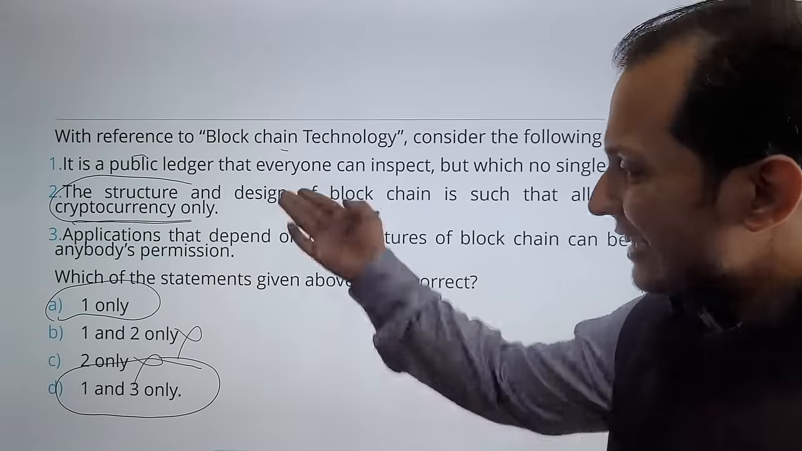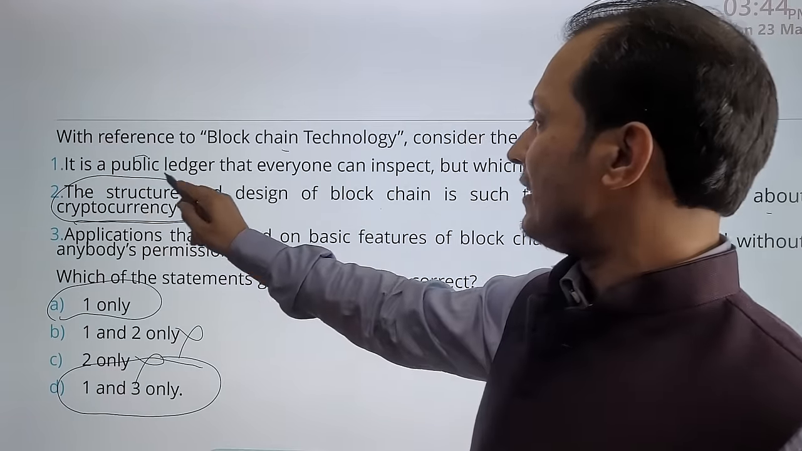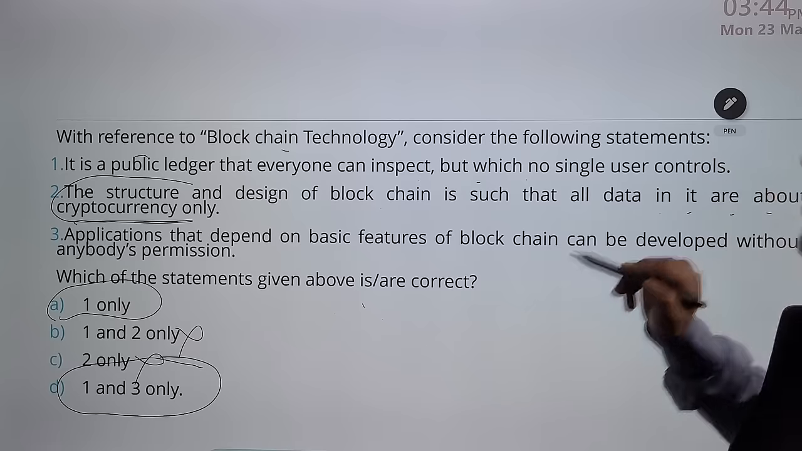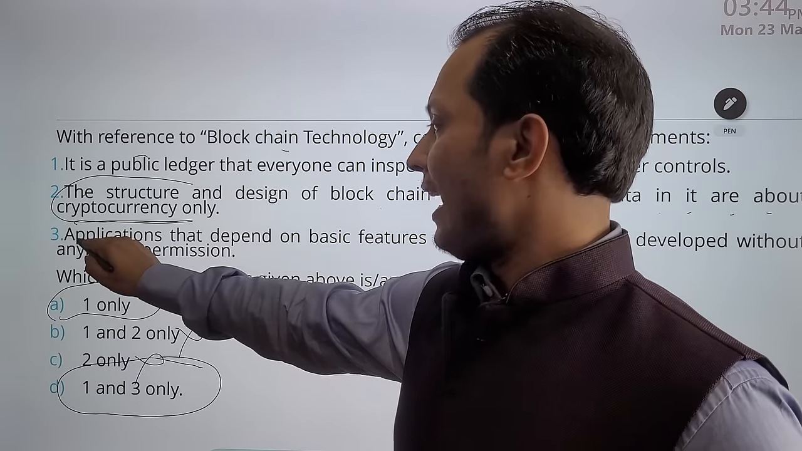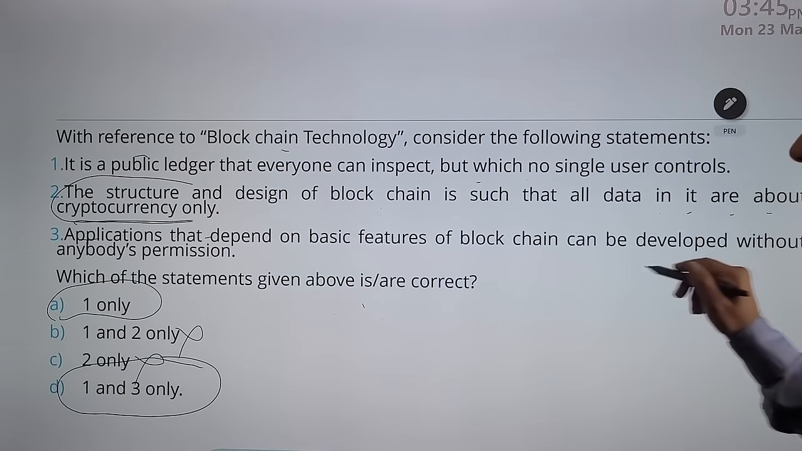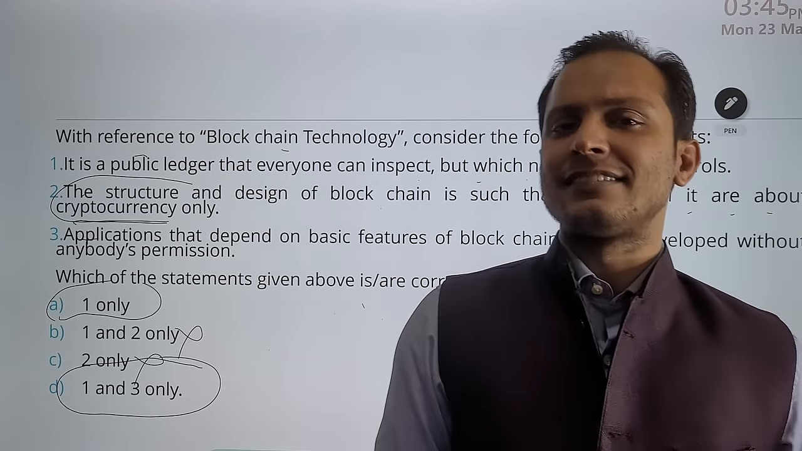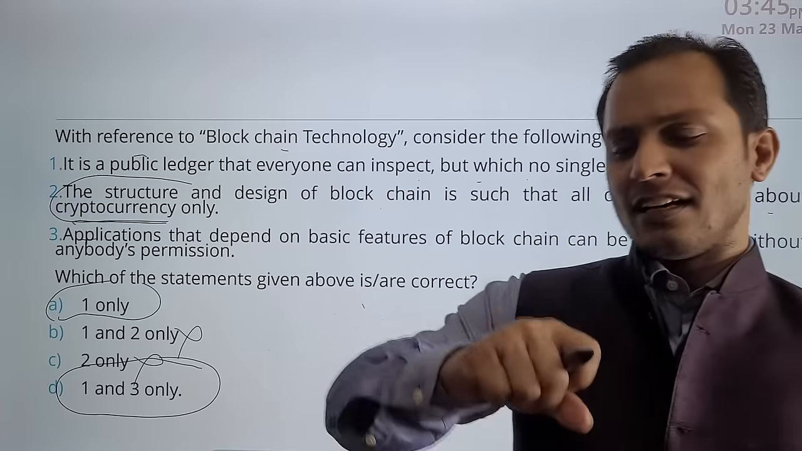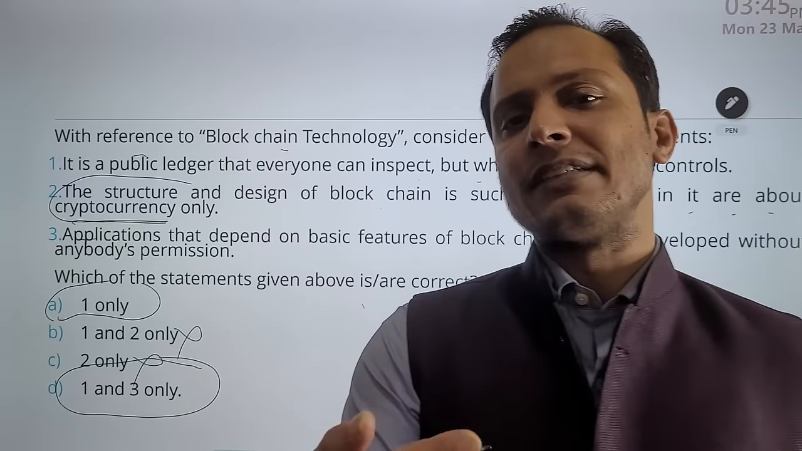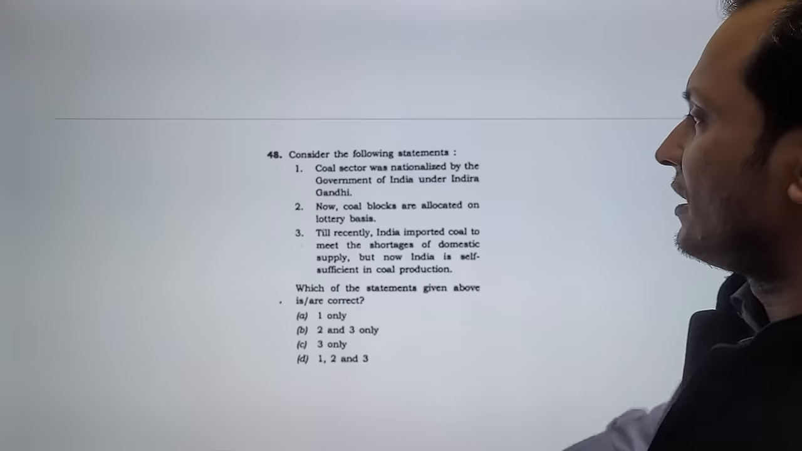Let us read these two statements. Let us see, can we answer this question or not? It is a public ledger that everyone can inspect, but with no single user control. And the third statement says that applications that depend on the basic features of blockchain can be developed without anybody's permission. We all know that blockchain is about a decentralized system. In a decentralized system, we don't need a single control. So statement 3 is correct, and once statement 3 is correct, we can safely assume that option D is the correct answer. Let us go to the next question.